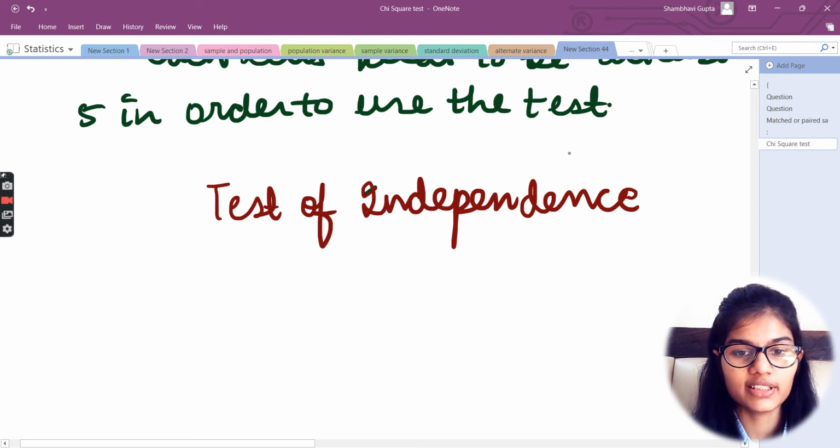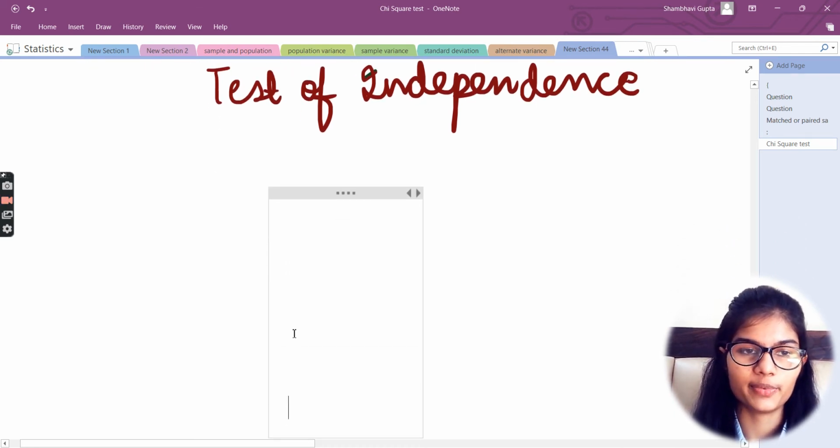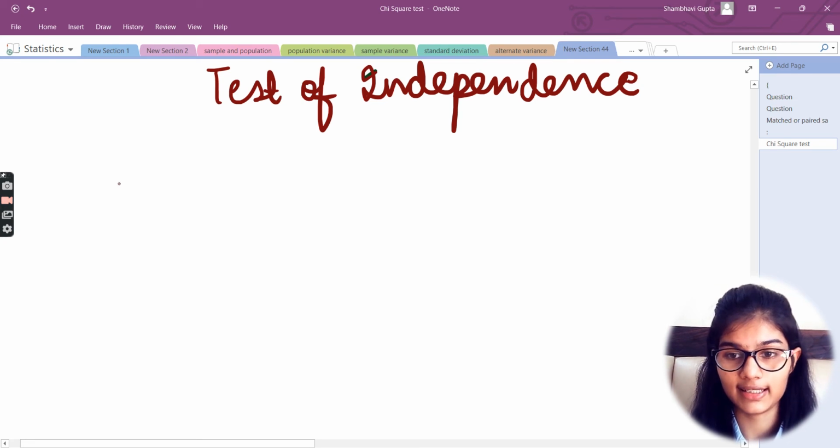Now we'll be learning about this. We'll be seeing what it is, what the formula is, and all the things. Let me come down for a while and get some space. Here, let's start writing things out.